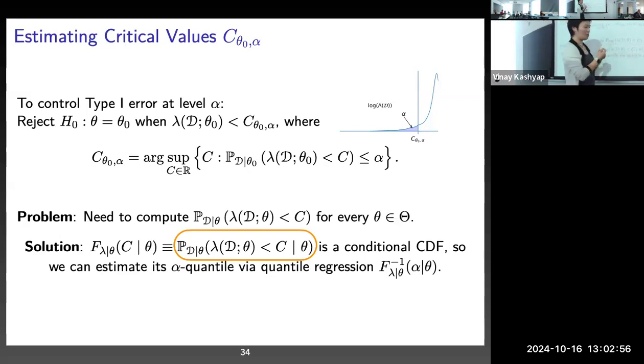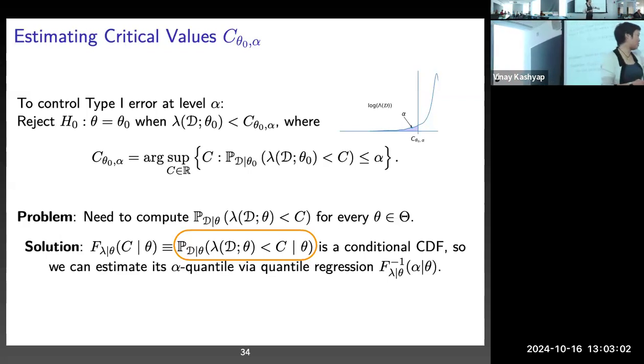So all I need to do is leverage quantile regression methods to find the alpha quantile, by regressing my test statistic, which I already learned and is amortized, on theta, because the critical value is a different cutoff for different theta. And I can learn that from my second split of data or similar data. So that's all it is.